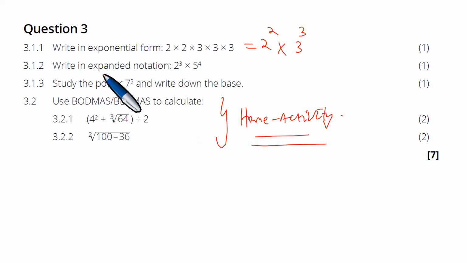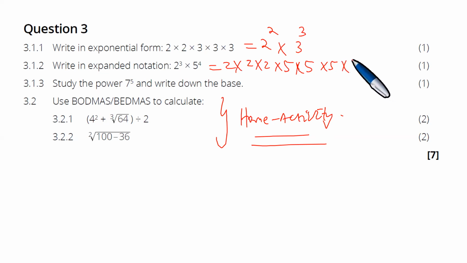Write in expanded form. This one, what do you think the answer is to 3.1.2? 2 times 2 times 2 times 3 times 5 times 5, right? Yes. And then 5 to the power 4 is 5 by 5 by 5 by 5. How many times? 4 times. Okay. State the power and write down the base. What is the base in 3.1.4? 7. The base is 7, right? Okay, I'm glad that you are aware of that. The base is 7.